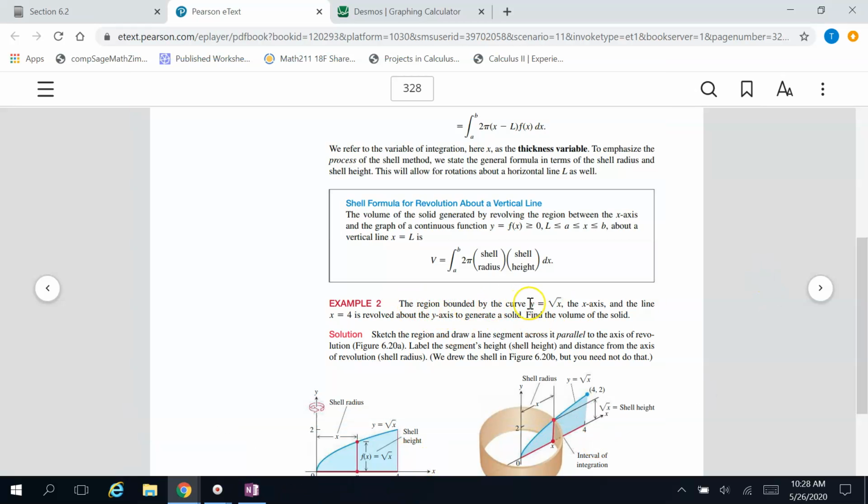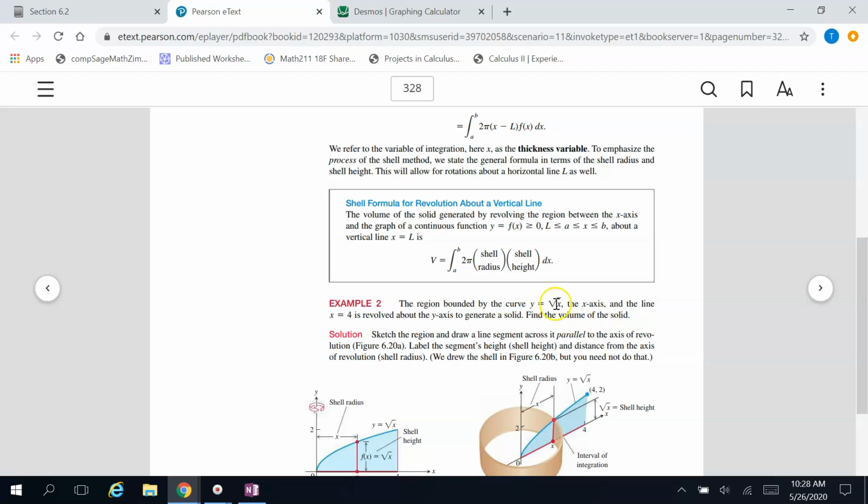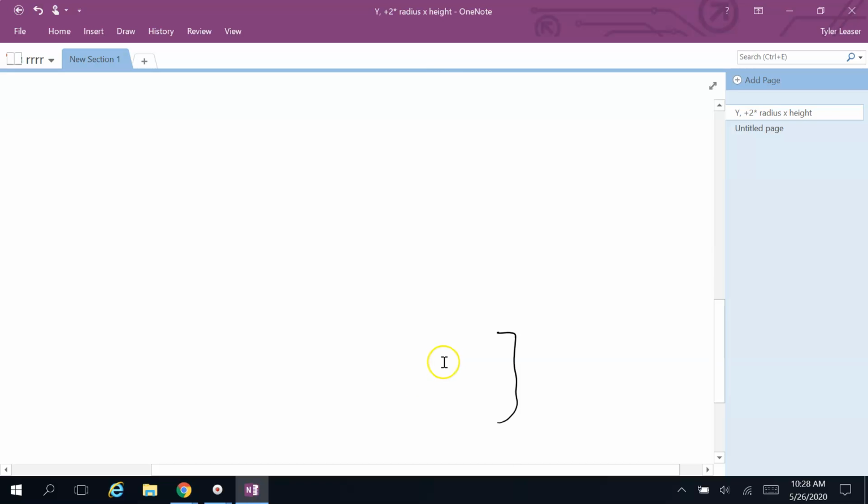The region bounded by the curve y equals square root x, the x-axis and the line x equals 4 is revolved about the y-axis to generate a solid. All right, going back over to my notebook here, y equals square root x, the x-axis, and the line x equals 4. So just to kind of graph that out.